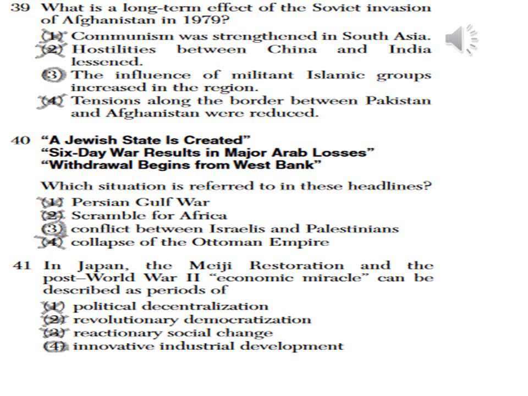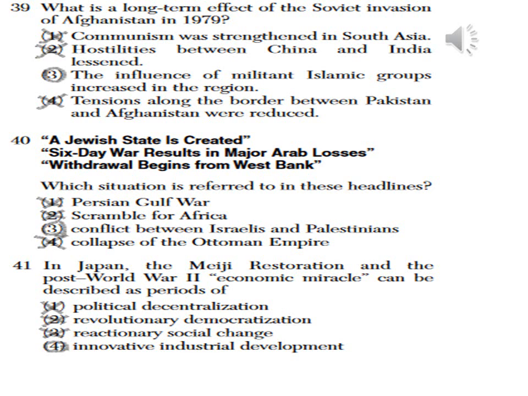Number 3, the influence of militant Islamic groups increased in the region? Absolutely yes. It's absolutely true, because groups like the Taliban had their roots in that war. And number 4, which is of course the wrong answer, it says tensions along the border between Pakistan and Afghanistan were reduced. Tensions were... So, no, it's wrong.